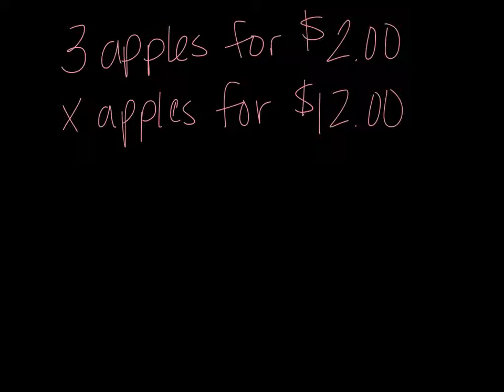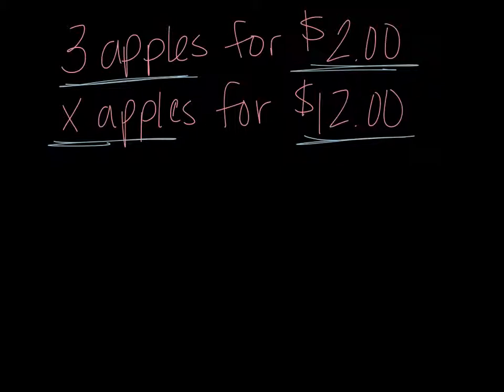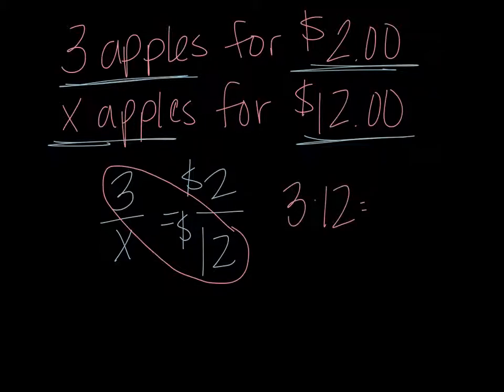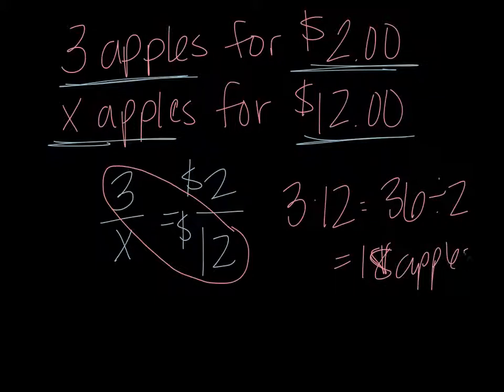In this benchmark, you also have to write your own proportions and solve. So if we look at this one, we can buy 3 apples for $2. We want to know how many apples we can get for $12. So we're going to set up one proportion for the apples, so 3/x is equal to the other proportion for the money, 2/12. And this is dollars. And then we can cross multiply. 3 times 12 is 36, divided by 2 is 18. So we can buy 18 apples for $12.